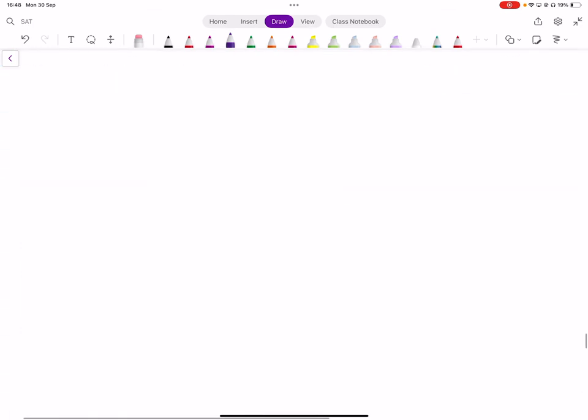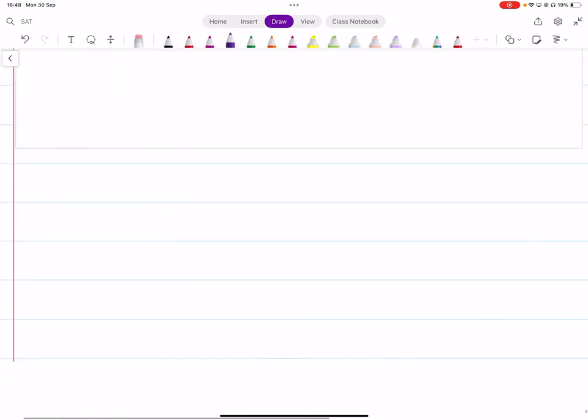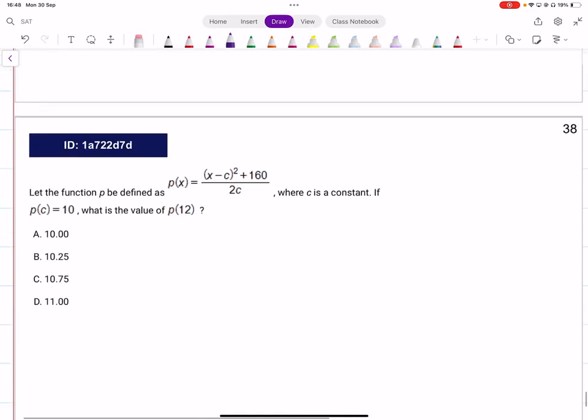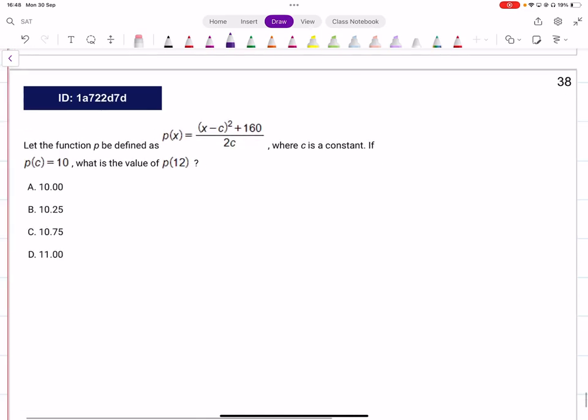Let's do the last one from this PDF. That's question number 38. Okay, let the function p be defined as this, where c is a constant. If p of c is equal to 10, what's the value of p of 12? p of c is 10. What does that mean? If you input x equal to c, the result is 10. Let's input that in the function. 10 equals c minus c whole squared plus 160 over 2c.